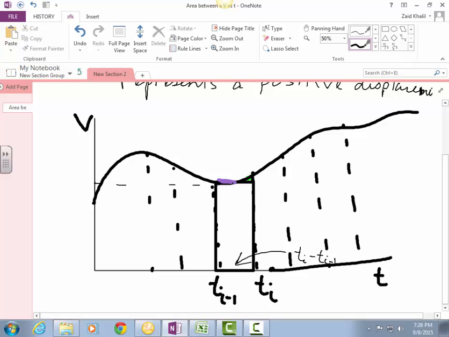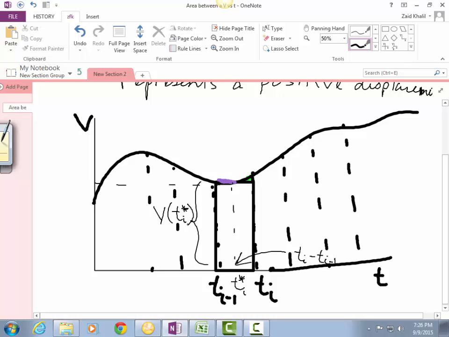So this is the point that it's being evaluated at. Let's give this a name. Let's call it, I don't know, t_i star. And so the height of this thing is the height of the function at t_i star. And the function, of course, is v. So this is v of t_i star.